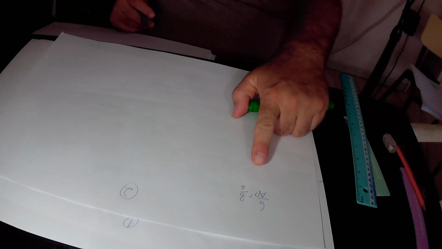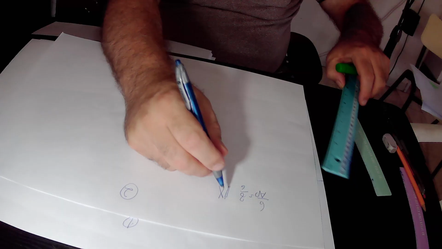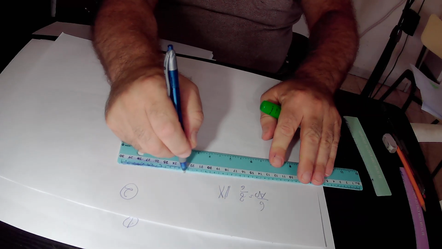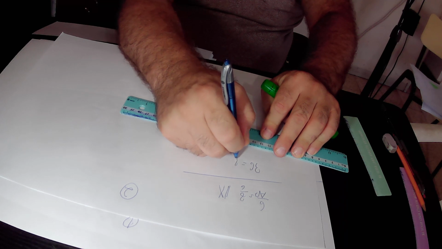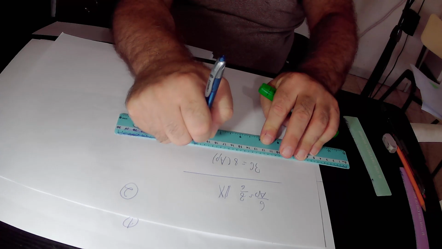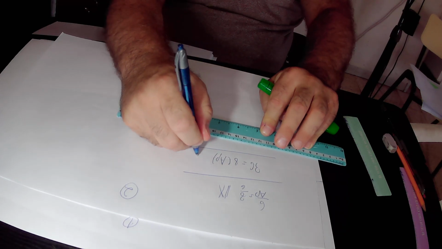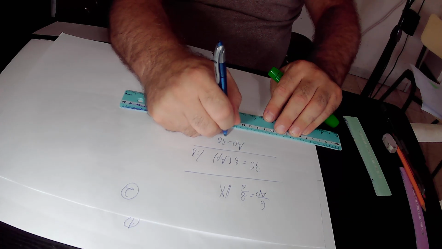So here we first multiply this equation, and we get that 6 times 6 is 36, is equal to 8 times AP. So here we will divide this equation by 8, and we get that AP equals 36 over 8.